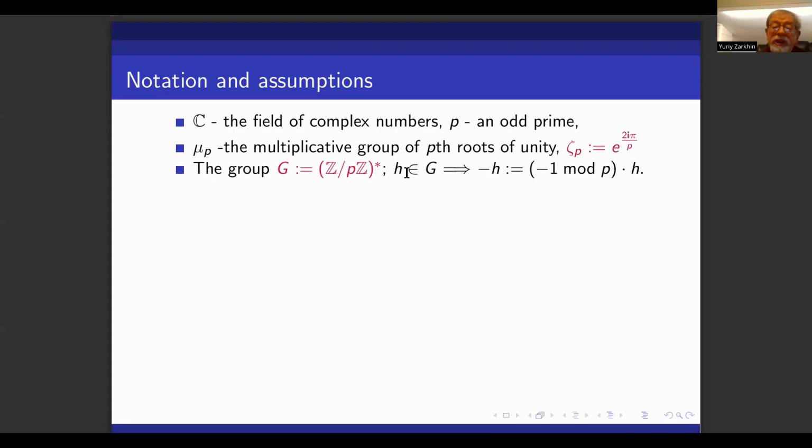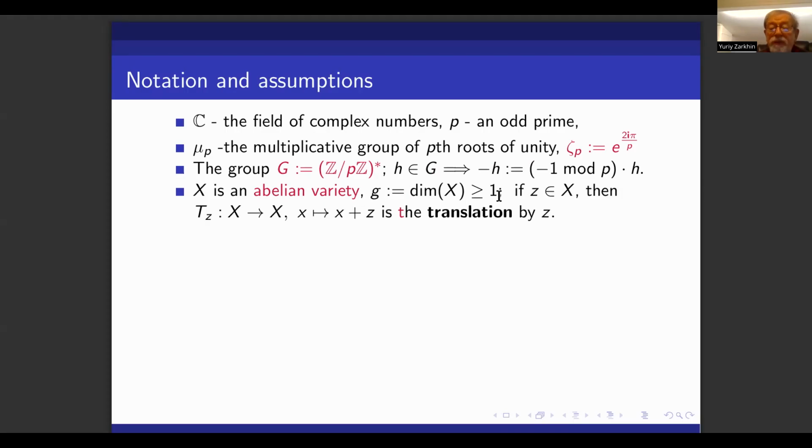Just a notational remark. If h is an element of G, then we denote by negative h the product of h and negative 1 modulo p. Well, X an abelian variety. We write g for its dimension, that is always positive. If small z is a point on X, everything will be over complex numbers, so when I'm talking about points, it would be just complex points. Then capital T_z from X to X is just the translation by z. It maps x to x plus z.